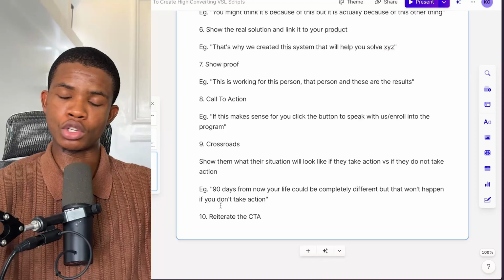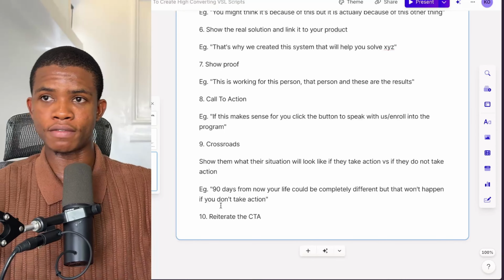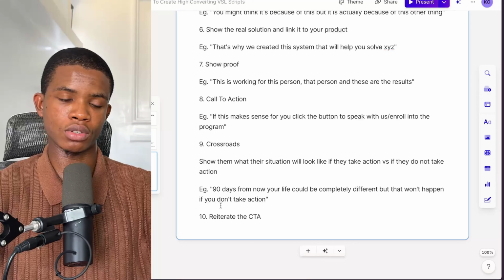And then number 10, you just reiterate the CTA and tell them to book a call if this makes sense for them, or if they want to change their lives, or if they want to make $1,000, $10,000 a month.